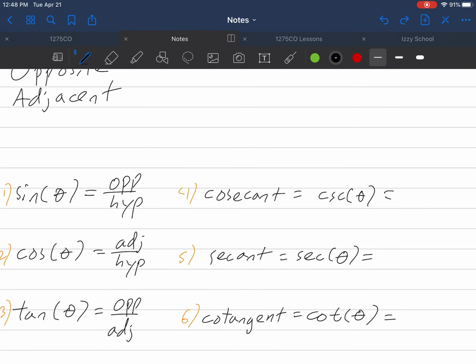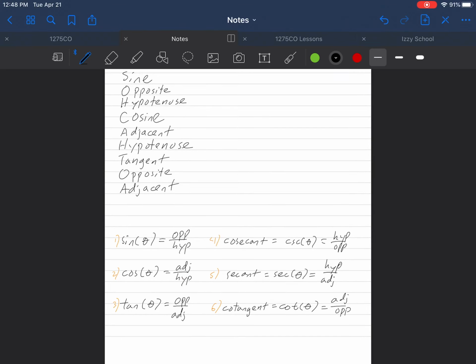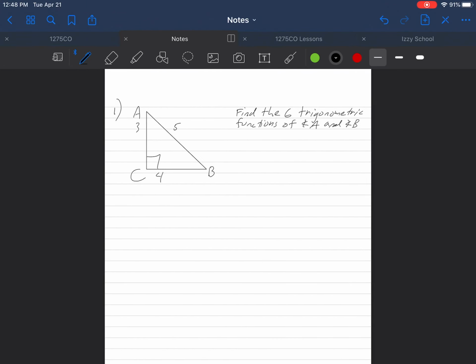The cosecant function can be thought of as the reciprocal of sine. So this would be hypotenuse over opposite. Secant function is the reciprocal of cosine. So that's hypotenuse over adjacent. And then you can take the tangent function and flip that around, take the reciprocal to be adjacent over opposite, right? And that would be the cotangent function. So there are 6 main trig functions here. Let's put them into practice.